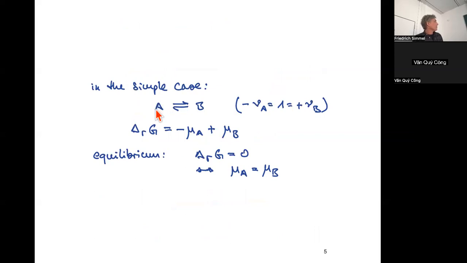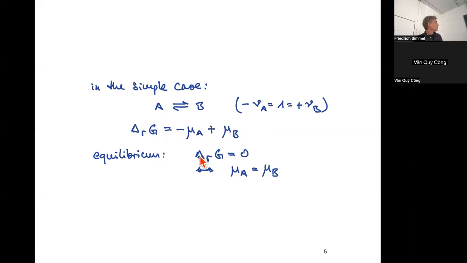So the stoichiometric coefficient of A is -1 and of B it's +1. Therefore, the delta RG, so the reaction free energy, is minus mu A plus mu B. That's just the difference of the chemical potentials of the products and the reactants. And then, of course, at equilibrium, you want that this equals 0. So at equilibrium, there's no driving force for the chemical reaction to go in one or the other direction.